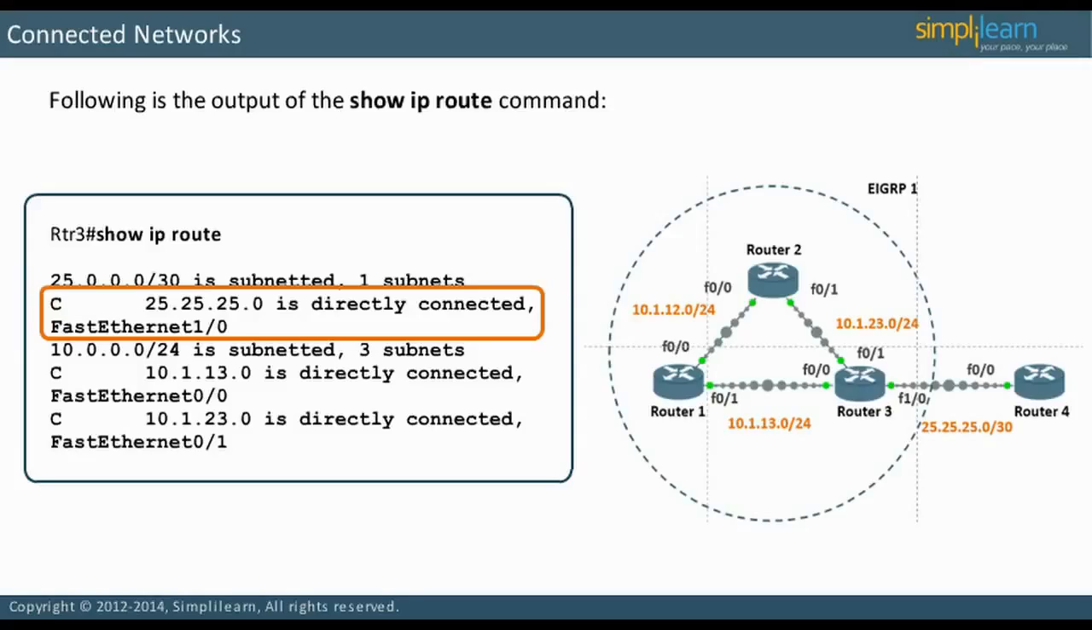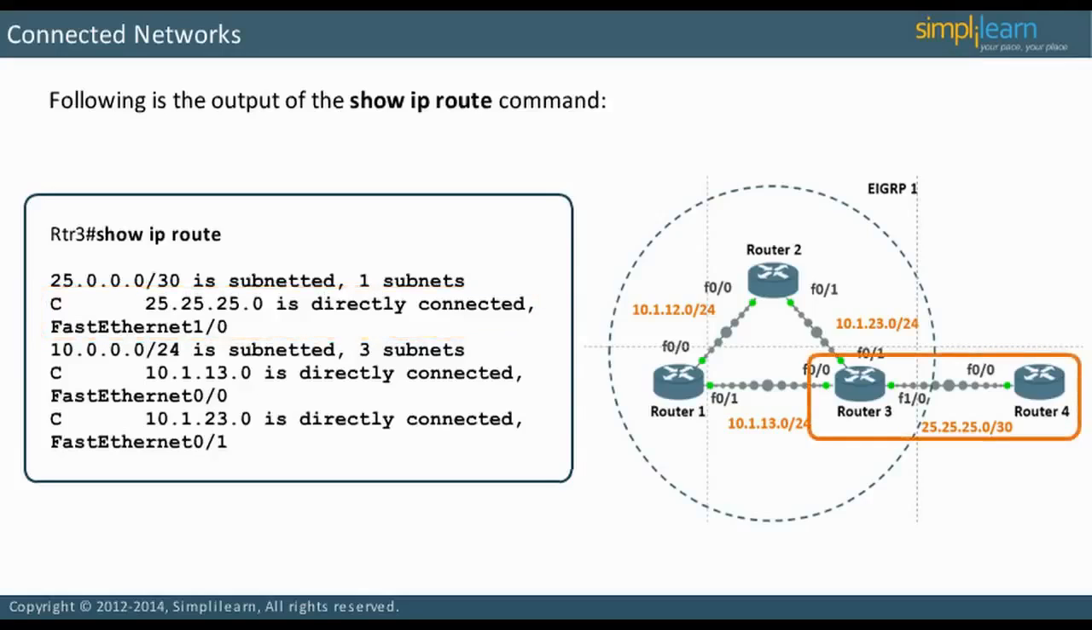The C to the left of the route shows that it is a directly connected network and is directly connected in the entry. The interface is the outgoing interface to get to a destination that is in the 25.25.25.0/30 subnet. In this case, the outgoing interface is FA10.